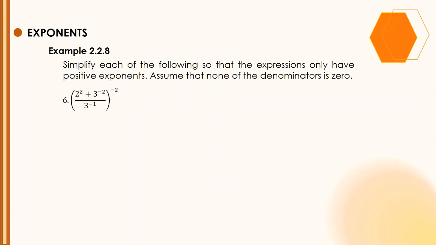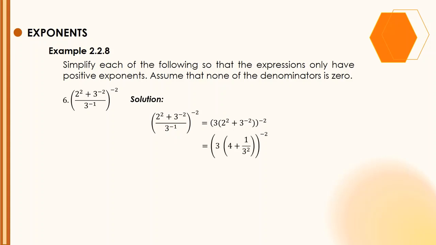Number 6 is 2 squared plus 3 to the power of negative 2 over 3 to the power of negative 1 quantity to the power of negative 2. Solution. This equation is equal to this one. Kasi itong 3 to the power of negative 1 is itinaas natin kasi negative. Kaya nandito na siya sa taas. Now, this equation is equal to this one. Kasi itong 3 to the power of negative 2 is equal to 1 over 3 squared. And 3 squared is equal to 9. Kaya this will be equal to this one.